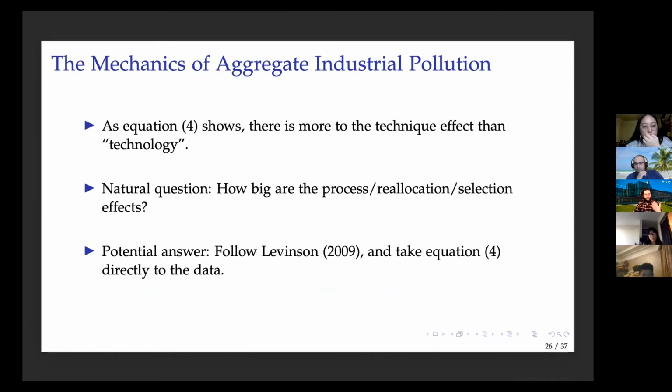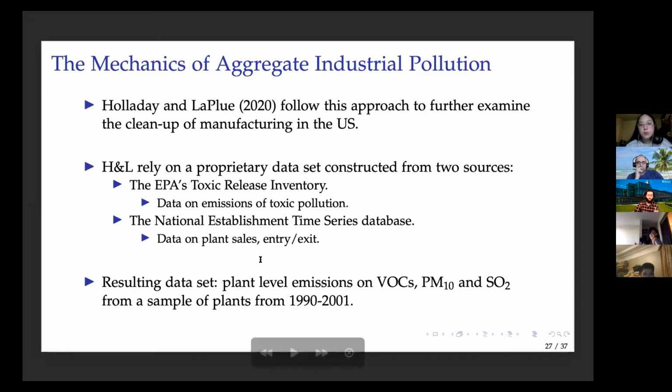And so now this is starting to get us to the state-of-the-art literature, because this raises an actual question of how big are each of these channels behind this technique effect. And so there's some new work that is trying to answer this. There's a paper by Holliday and LaPlue that's coming out in the Canadian Journal of Economics soon, if not already.